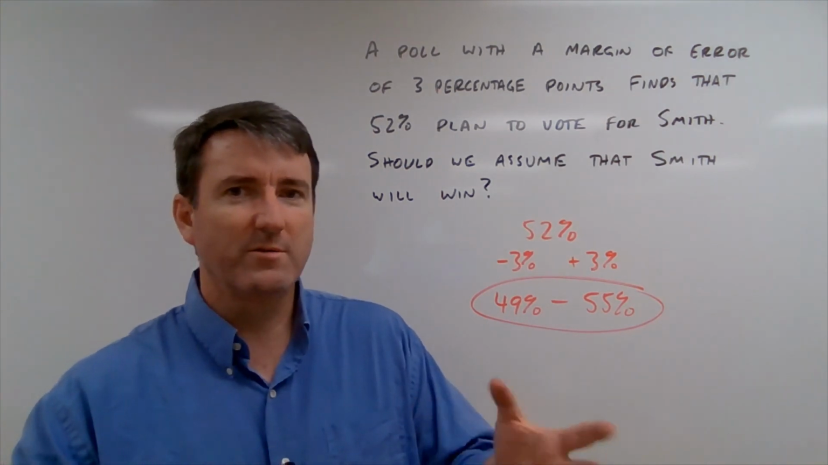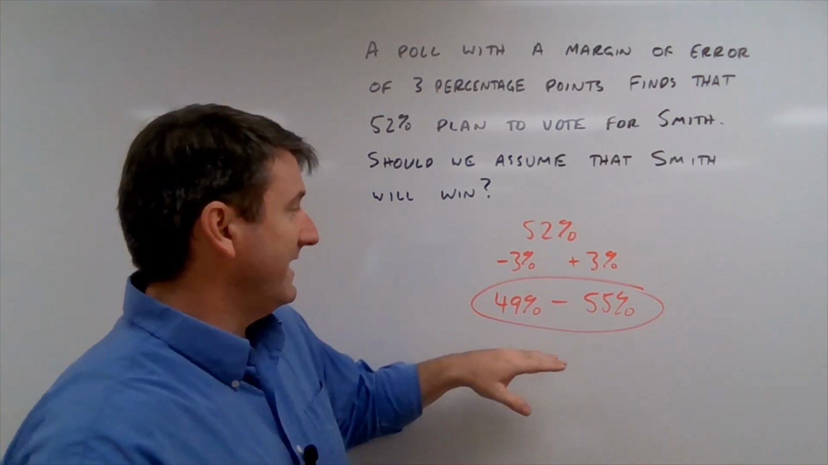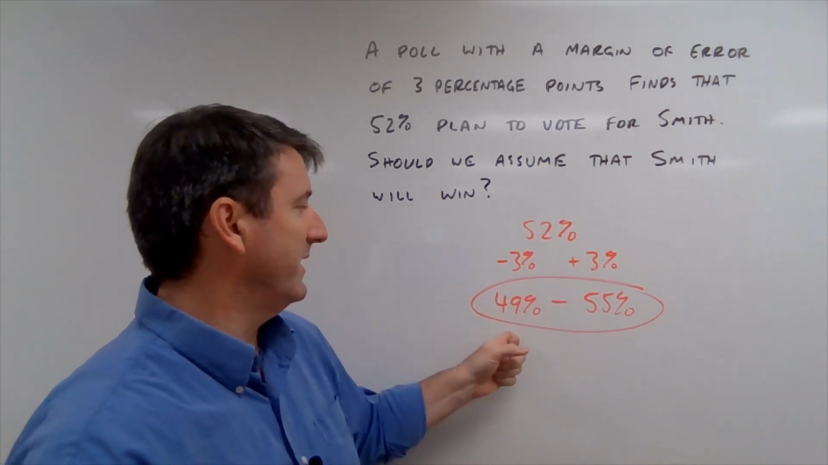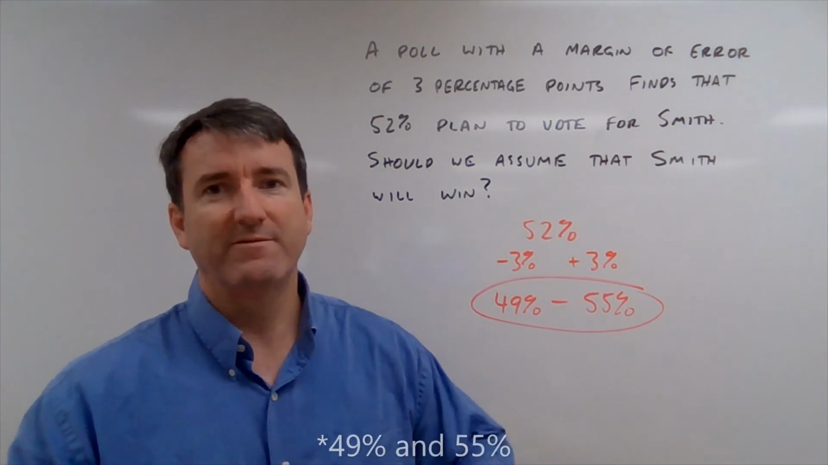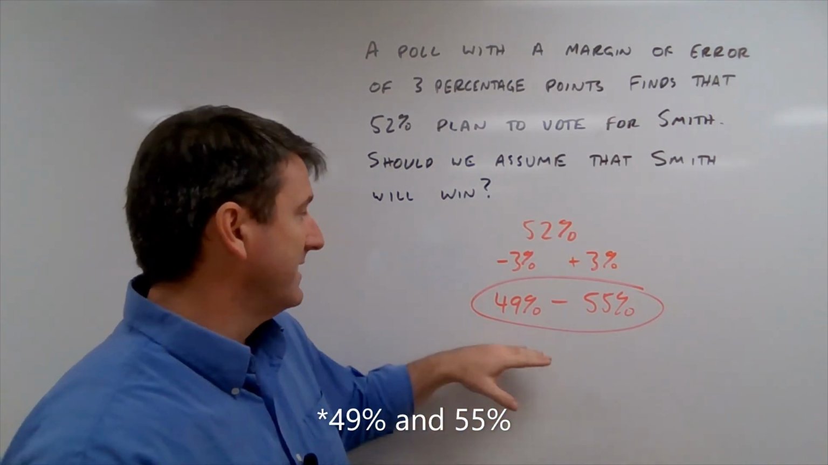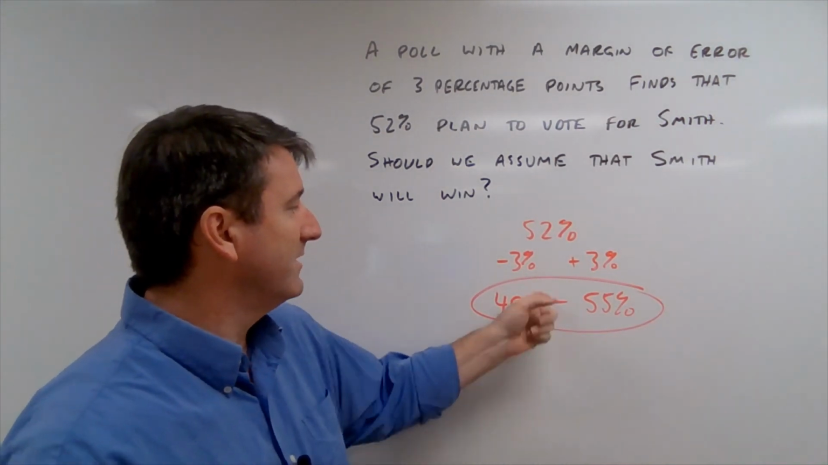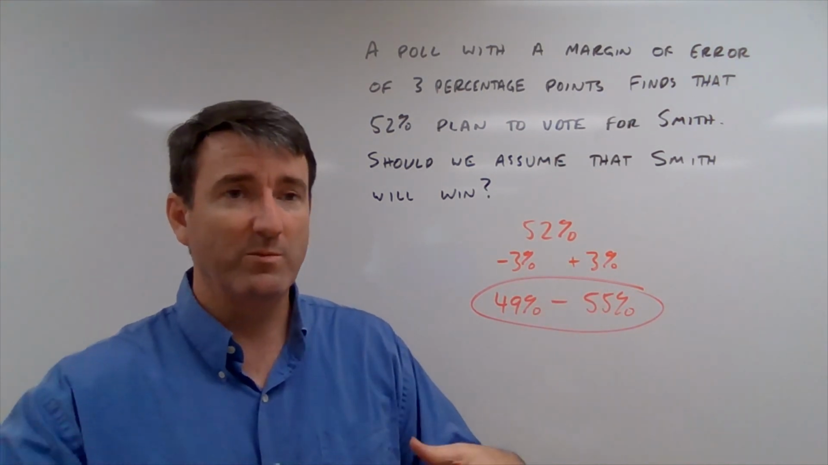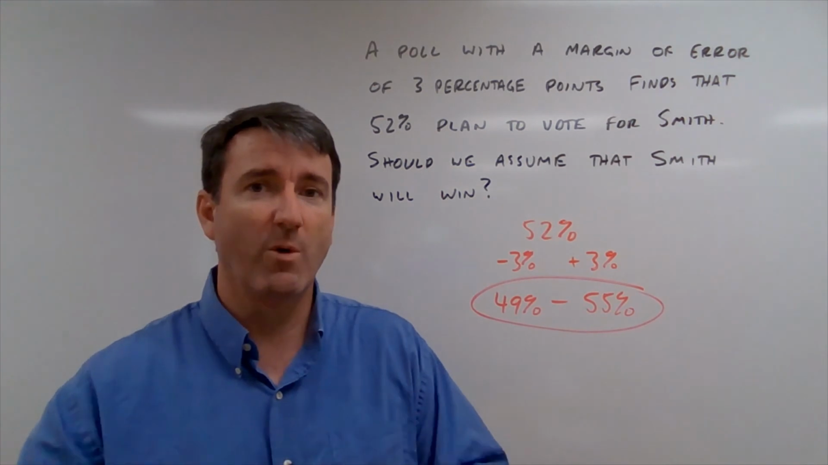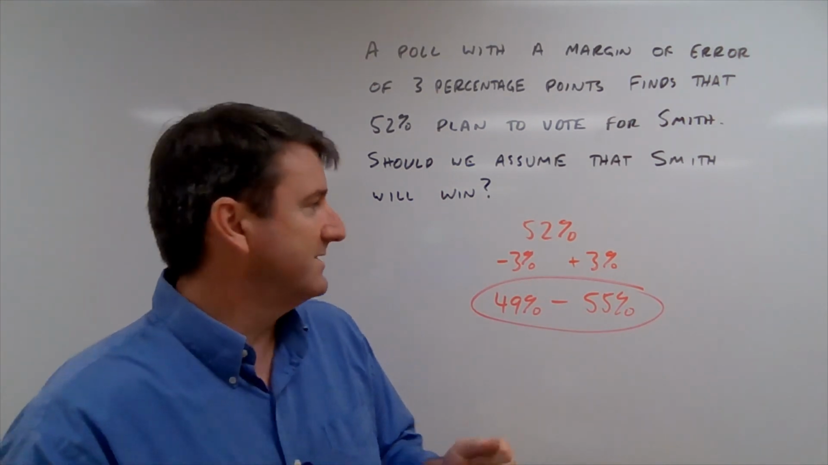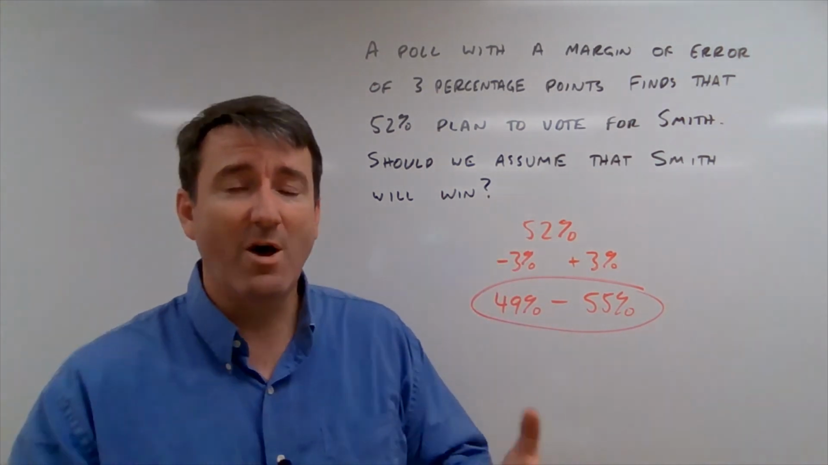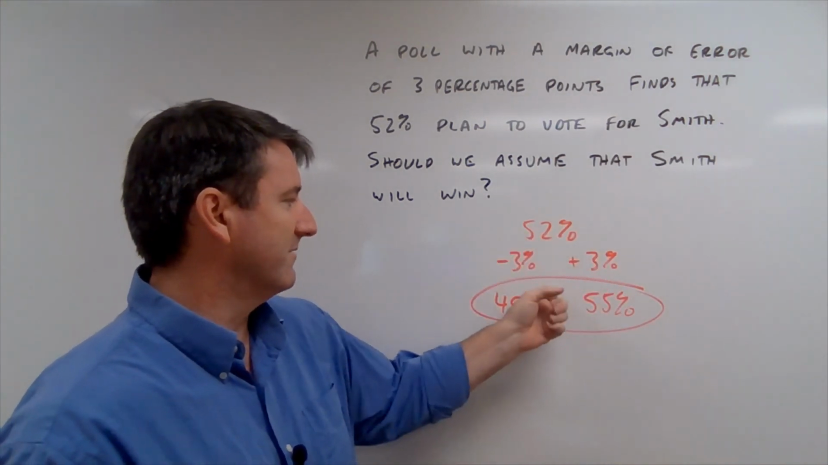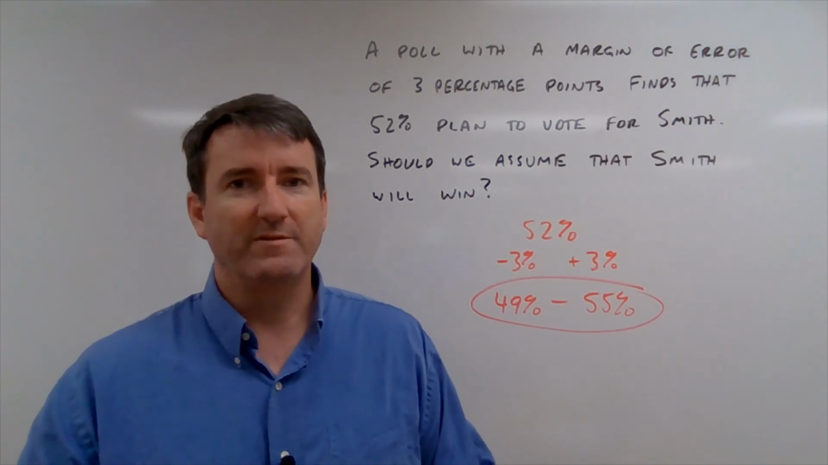So we're reasonably confident that the actual result, once the election is held, is going to be somewhere between 49% and 55%. Now notice that our confidence interval includes some values that are below the 50% that Smith needs in order to avoid a runoff. And so the answer to our question is no, we shouldn't assume that she's going to win because our confidence interval dips below that 50% mark.